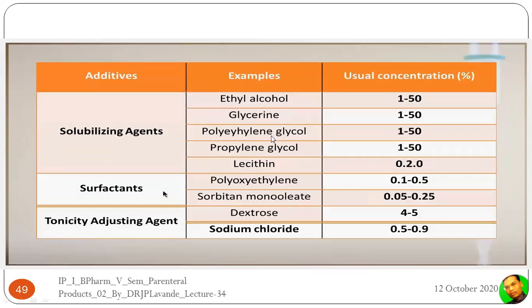Solubilizing agents such as ethyl alcohol, glycerin, polyethylene glycol, propylene glycol, and lecithin are added. Surfactant: polyoxyethylene sorbitan monooleate. Tonicity adjusting agents: dextrose and sodium chloride. These are included in the formulation of parenteral products.